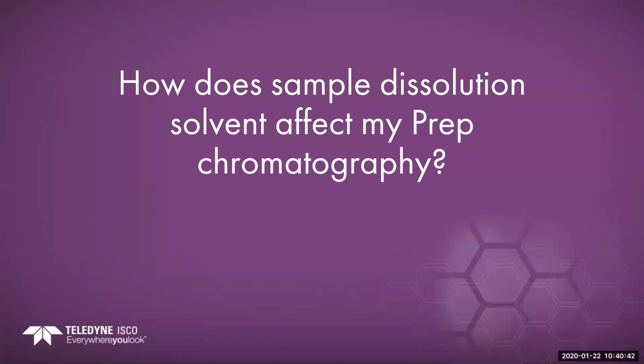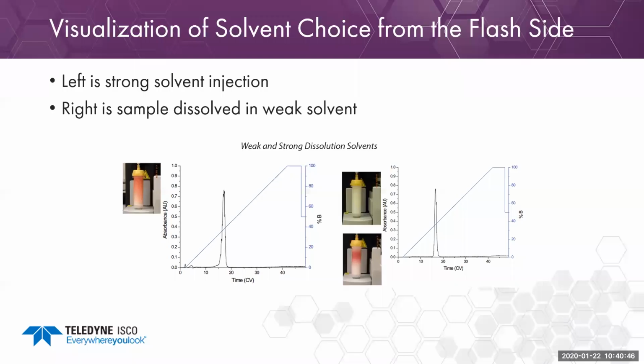So the next question is, how does the sample dissolution solvent affect my chromatography? I'm going to go to a flash example because we can actually visualize what's going on here, but this would be very similar for prep injection. This is a liquid injection on a flash column, and we've got the clear column body, so we can actually see what's going on in the silica as we load the compound.